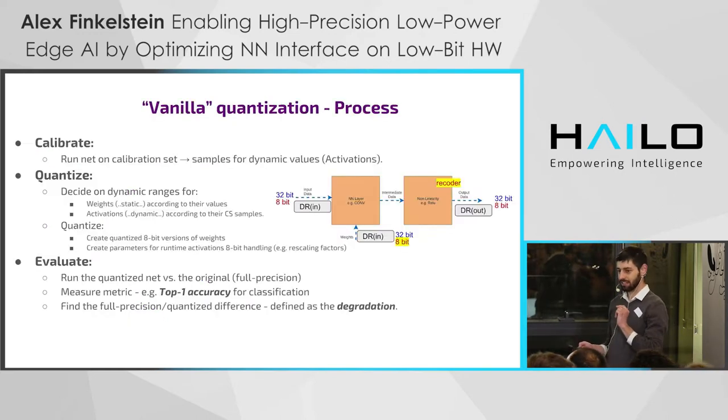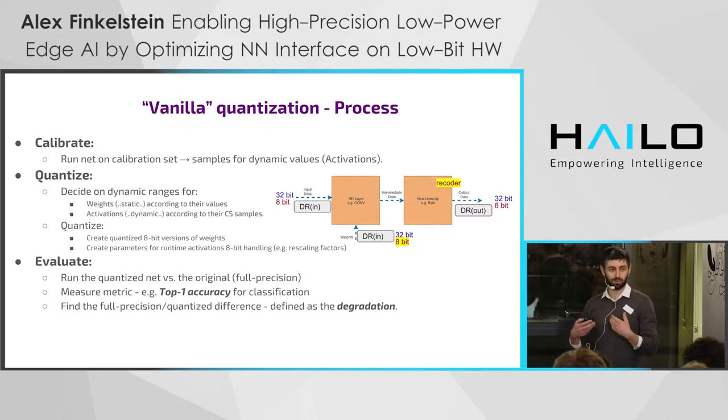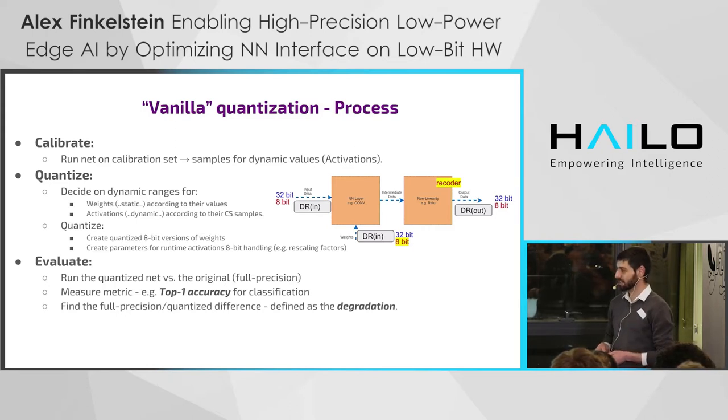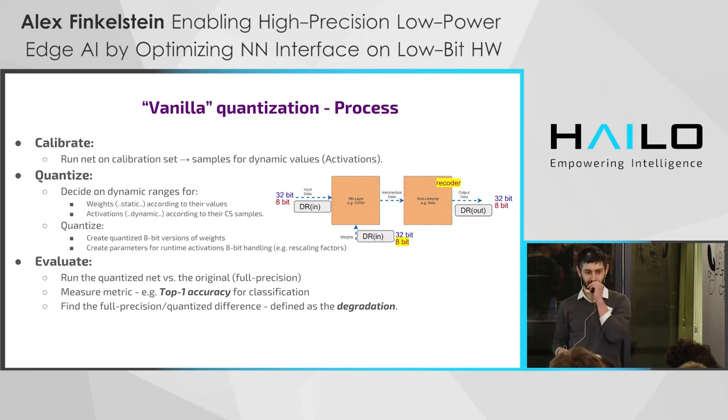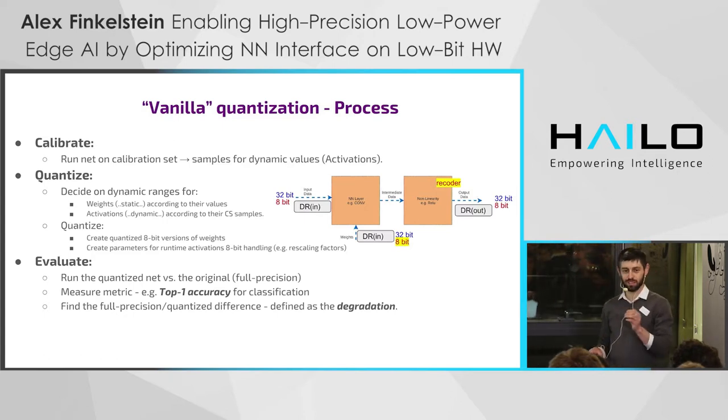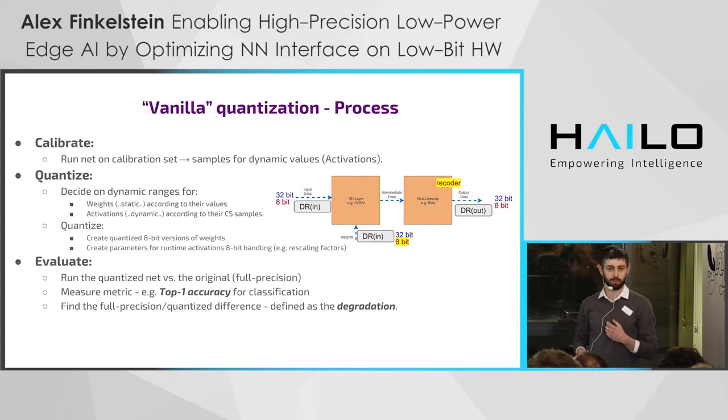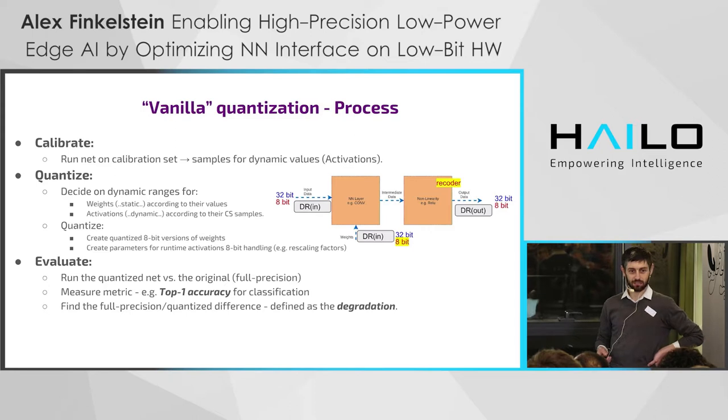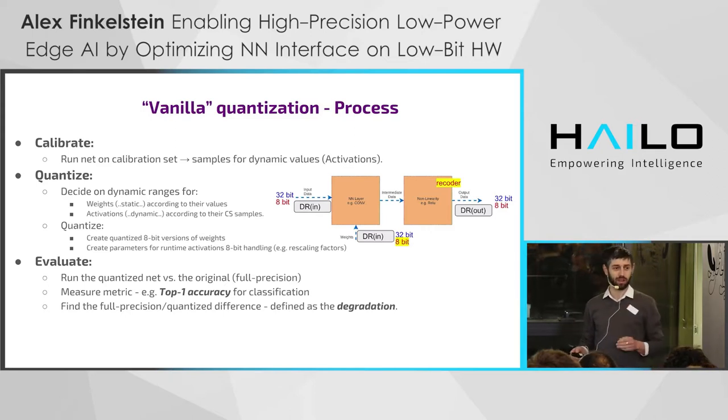Just to be on the same page about what it means to quantize without special optimizations, let's talk about that vanilla quantization process. Let's say you downloaded a pre-trained network from the internet and you want to run it on an 8-bit device. Usually what you will do is calibrate, because to quantize the activations you need to sample on real data to find the statistics. And then you will decide on the dynamic ranges. Maybe it will be a simple decision according to the maximum value, or maybe you will take some 99 percentile or whatever, giving up some high outliers.